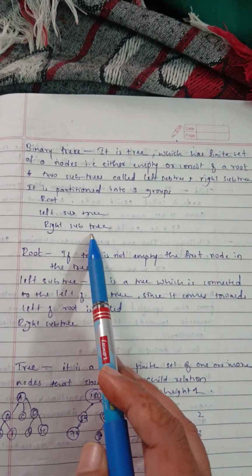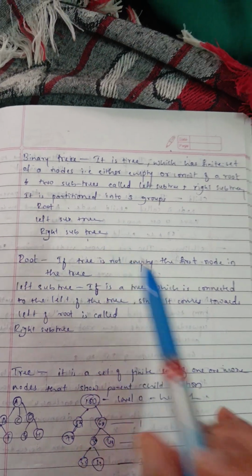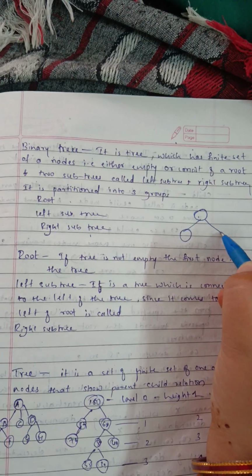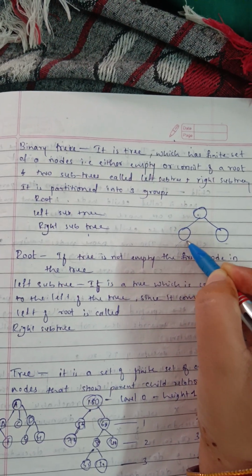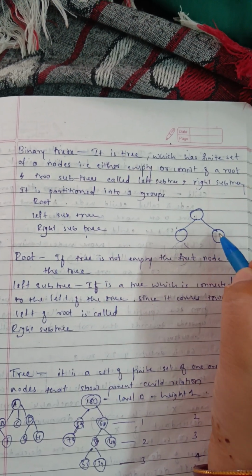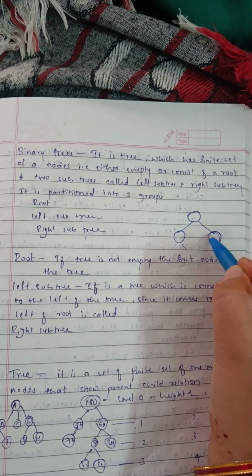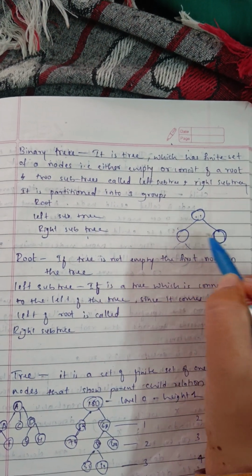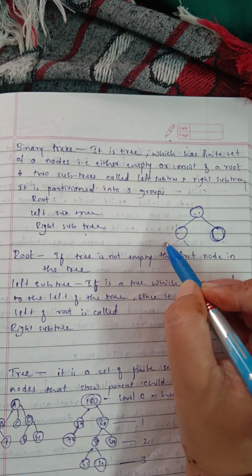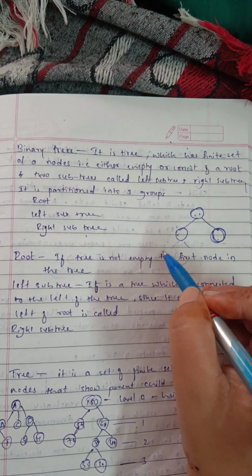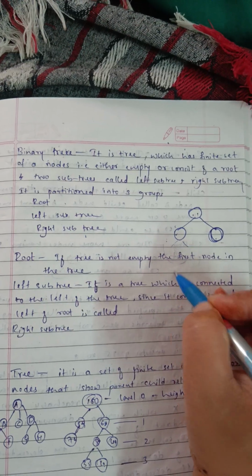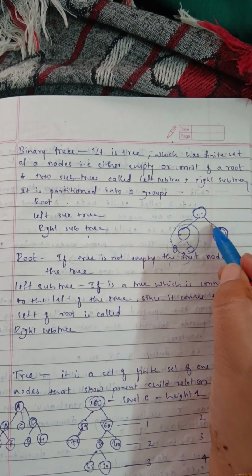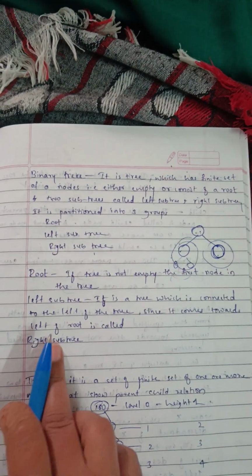It is partitioned, that is, a binary tree is classified into three. First one is the root, this one is the left, and this one is the right. Once the left extends itself, it becomes the left subtree. This is the root node, this is the left, and this is the right. If the left extends itself again into some trees like this, this becomes the left subtree and this becomes the right subtree.